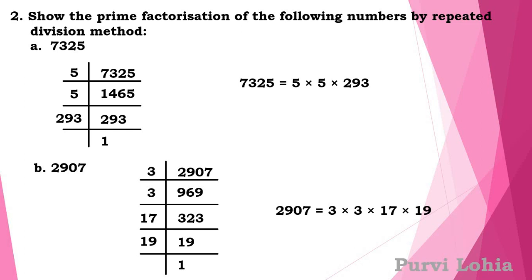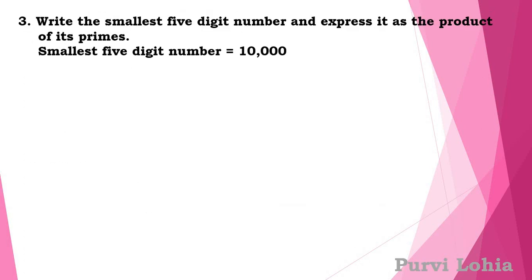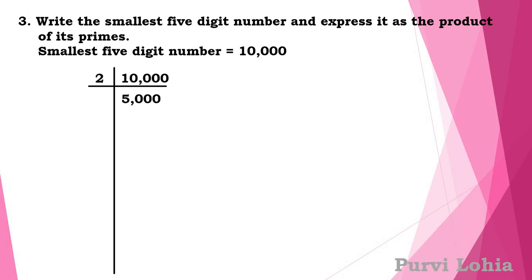Okay. Next question. Write the smallest 5-digit number and express it as the product of its primes. Now again you have to prime factorize the smallest 5-digit number. So the smallest 5-digit number is 10,000. Okay, so you will prime factorize 10,000. When you prime factorize it, it is very easy for this number. So you will draw a line. The smallest number by which it is divisible is 2. So it will be 5000.